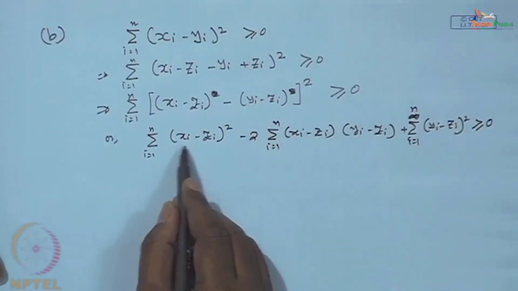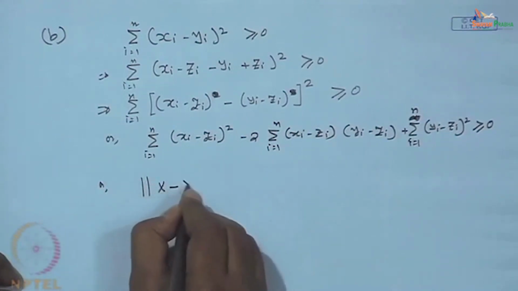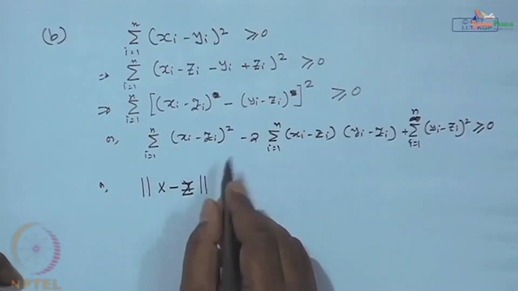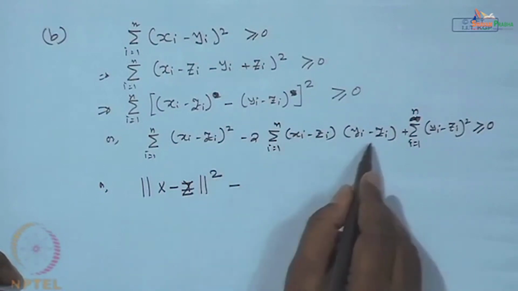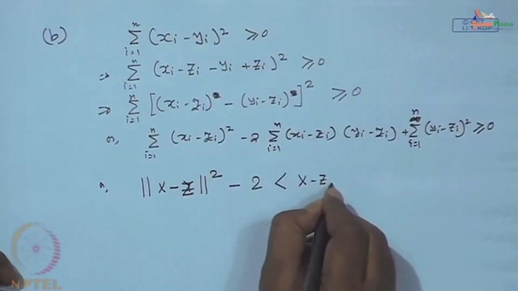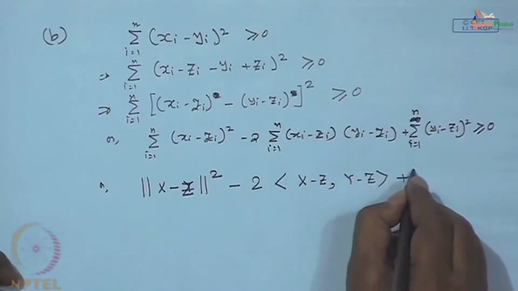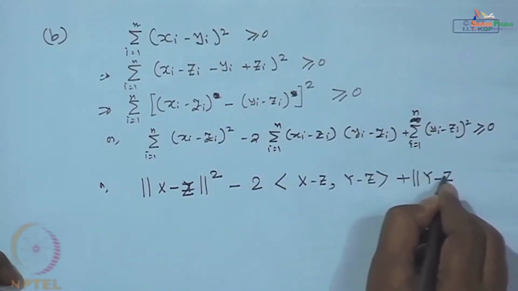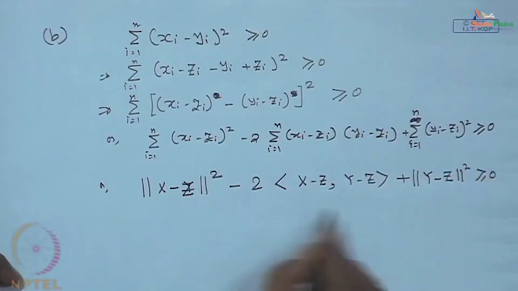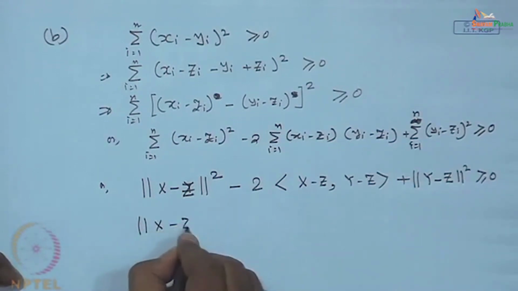By definition, summation of (x_i minus z_i) whole squared is nothing but the norm of the vector x minus z squared, and this will be nothing but the inner product between the vectors x minus z and y minus z, and this will be nothing but the norm of vector y minus z squared. So, now the whole equation is obtained. Now, this has to be rearranged and we will be getting our desired result.